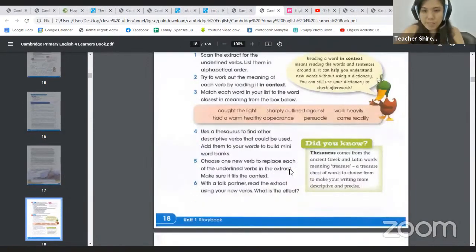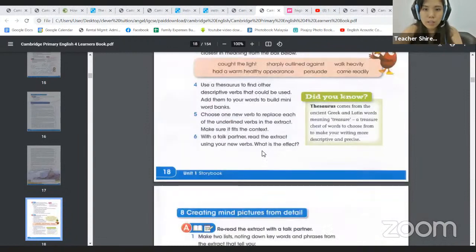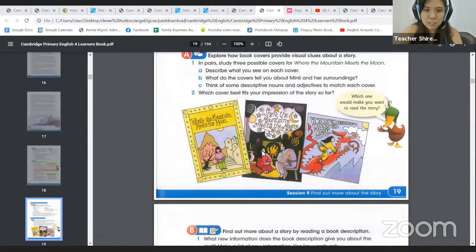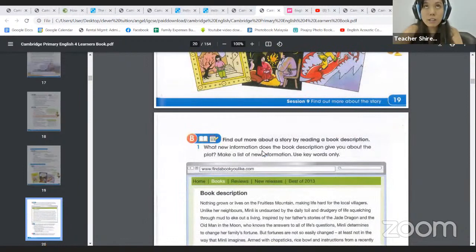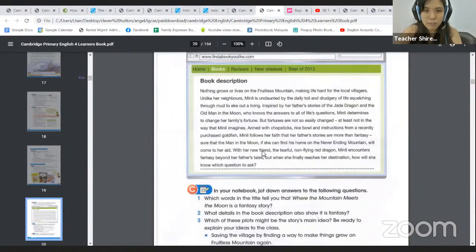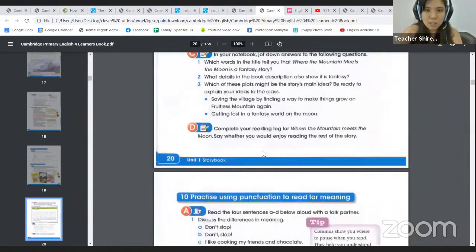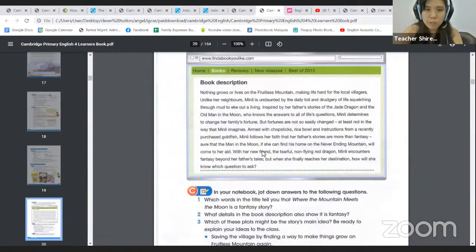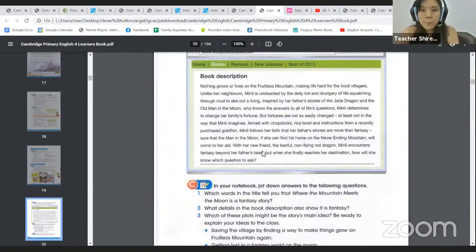And then I have also taught you how to look for a thesaurus. Adverbs describe the verbs. We also learned about sentences, how nouns, verbs, adverbs, and adjectives combine into one sentence. We learned about book reviews, how you check whether the book is nice or not. And then we learned about book summary or book description.